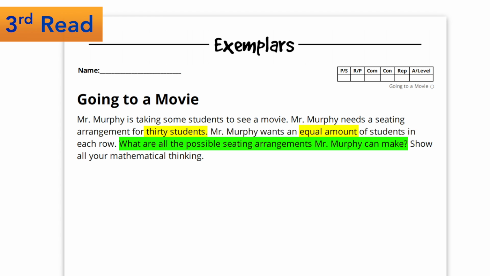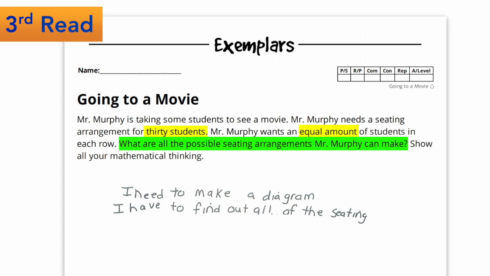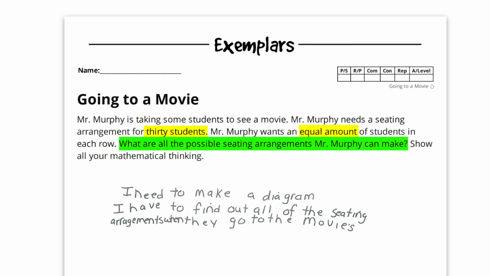At the top of your paper, I want you to write down what you think the problem is you are trying to solve, in your own words. Write your "I have to" sentence to guide your thinking. Okay, so you have read the task three times. Now let's solve it.